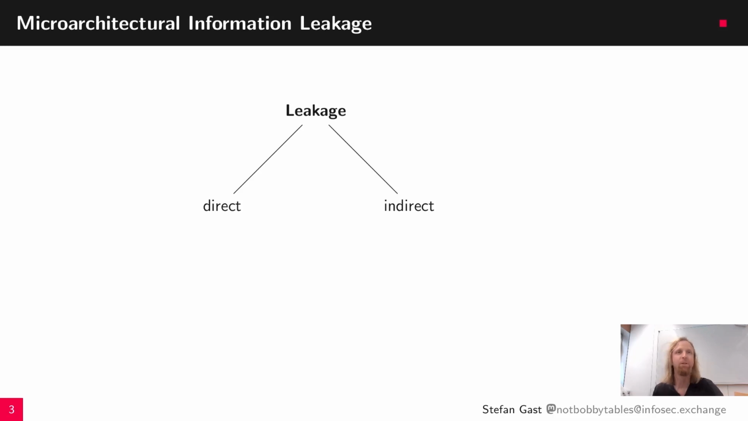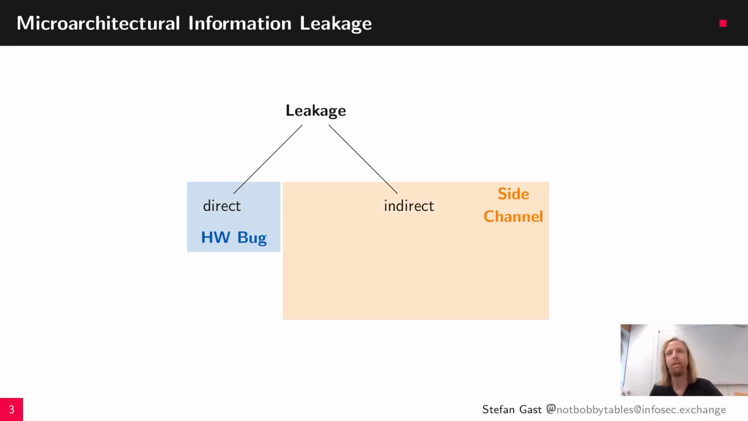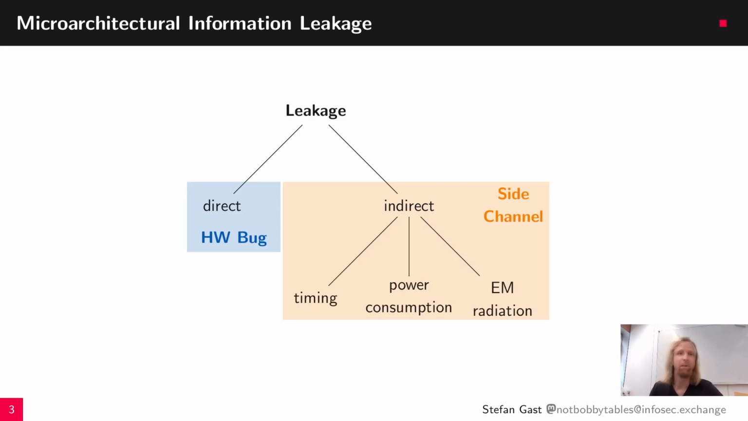If we talk about microarchitectural information leakage, then there might be direct leakage or indirect leakage. Direct leakage is usually a hardware bug, and indirect leakage can be observed via a side channel. There are multiple ways how this can happen, for example, via timing, by power consumption, or EM radiation. In the following, we will focus on timing side channels.